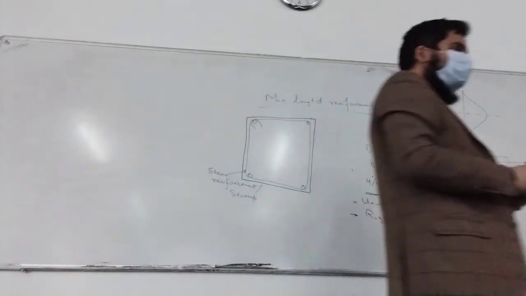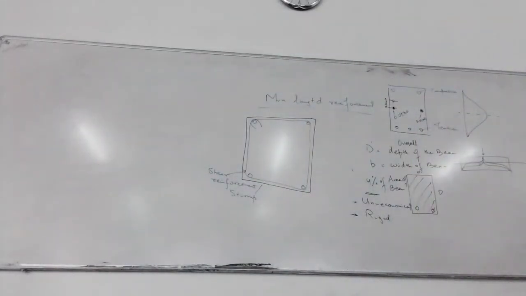Now what does the code say about this? Clause 26.5.1.5, same page, maximum spacing of shear reinforcement. The maximum spacing of shear reinforcement measured along the axis of the member shall not exceed 0.75 d for vertical stirrups and d for inclined stirrups. So there is a spacing between the two stirrups. How is that?